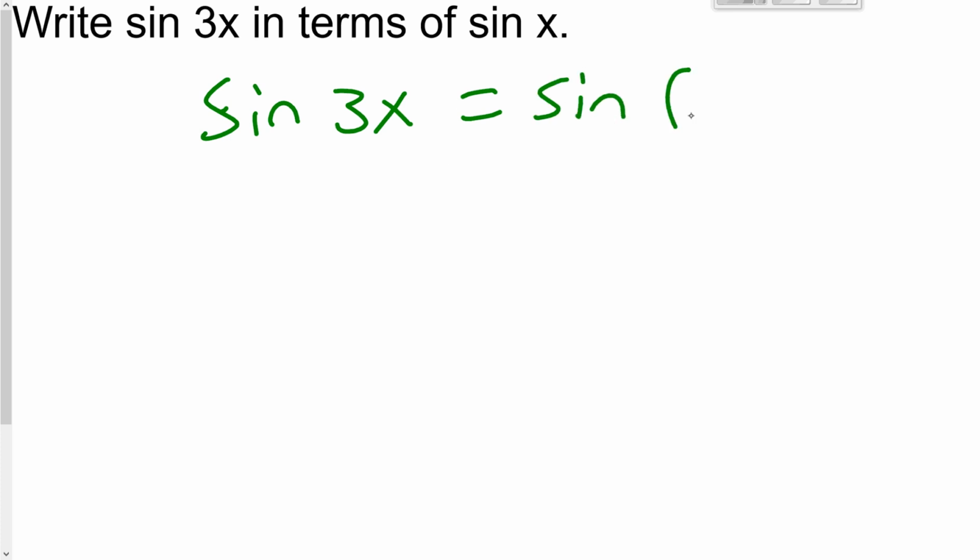Okay, here's another one. We want to write sine of 3x in terms of sine of x. So we want to use our double angle formula in order to turn this into something just with a sine in it instead of 3 times sine. So this is sine of 3x. Well, sine of 3x, isn't that just sine of 2x plus x? So we can use our sum formula, that's adding the sum of 2 angles.